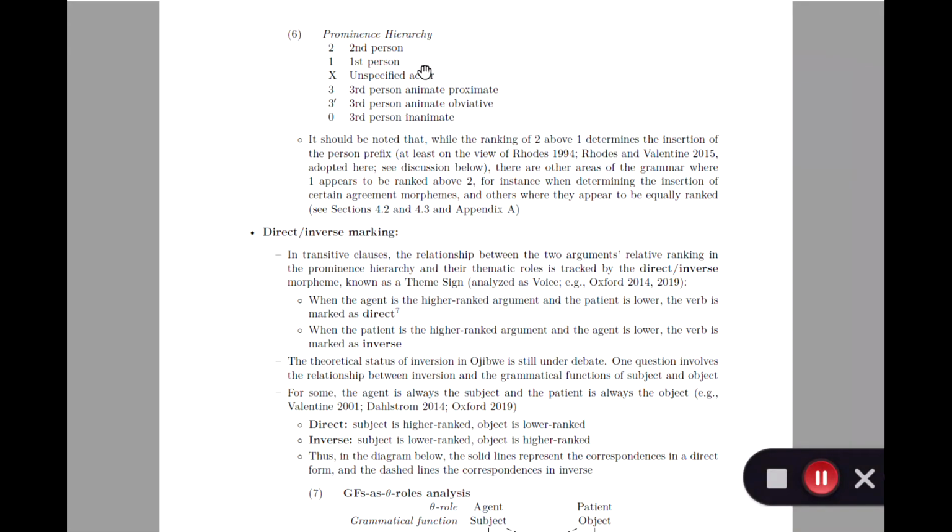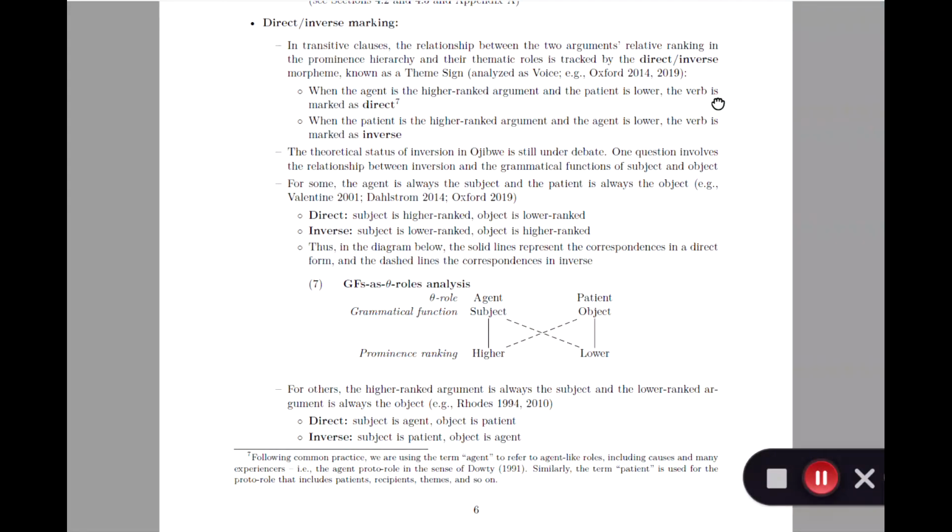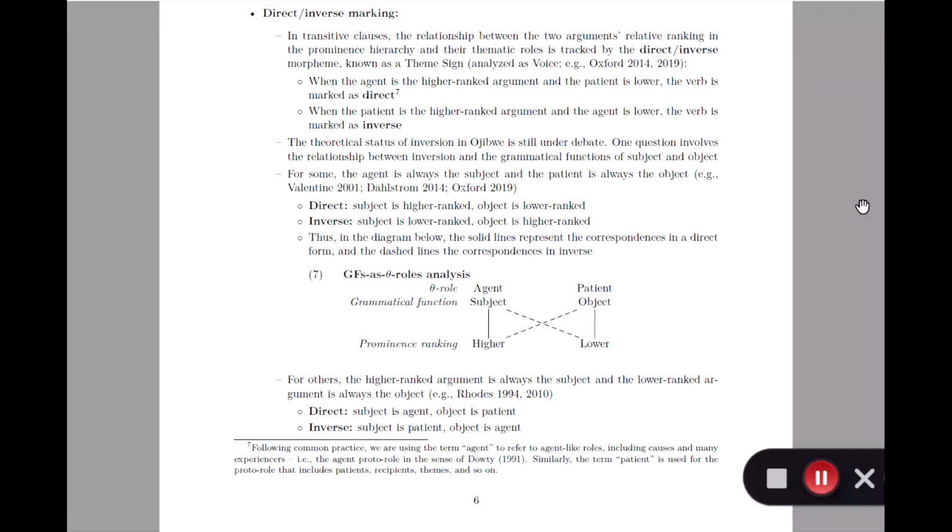And typically the second person is seen as ranking above first person, but that depends; there are certain VIs for which the first person appears to be ranked above the second person. And we account for that in our templates, which we'll get to shortly. And among third-person arguments, animate arguments are ranked above inanimate arguments, and among animate arguments, proximate arguments are ranked above obviative arguments.